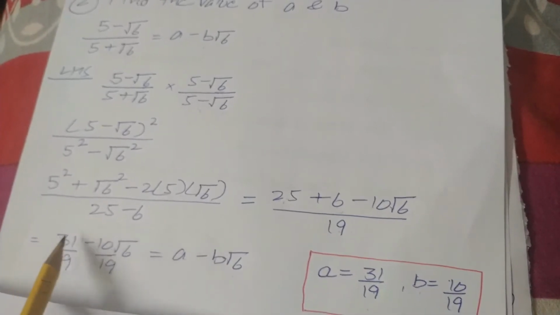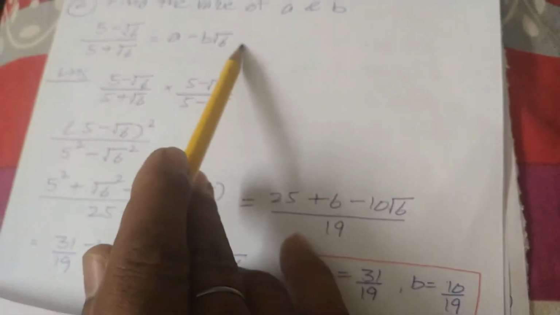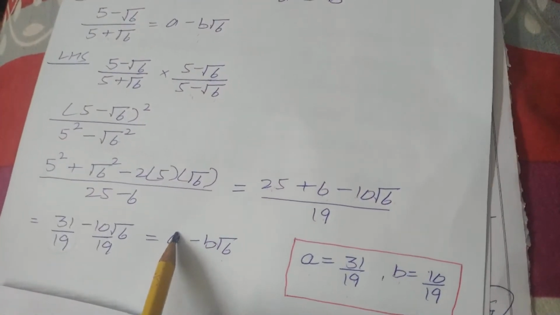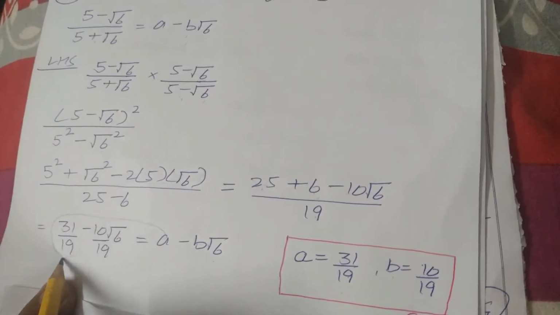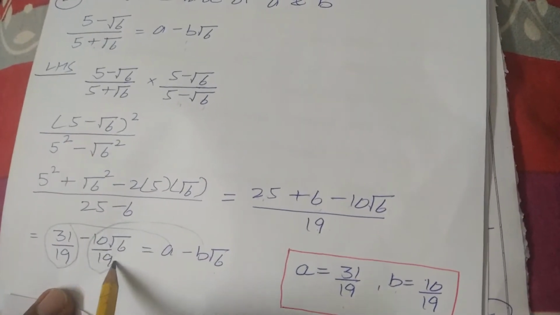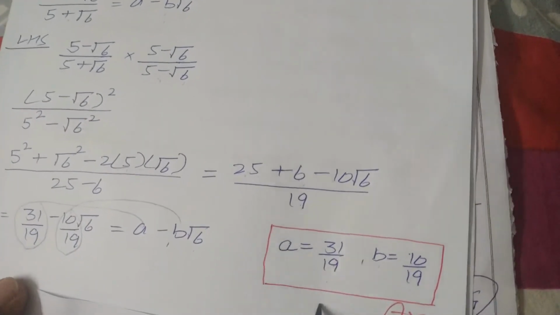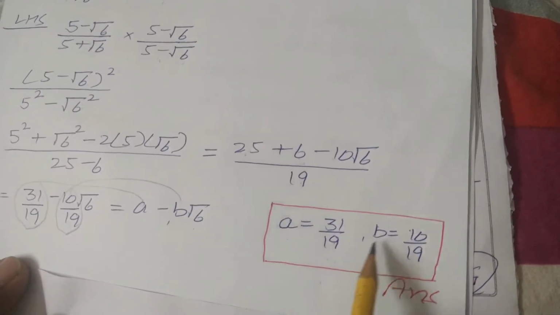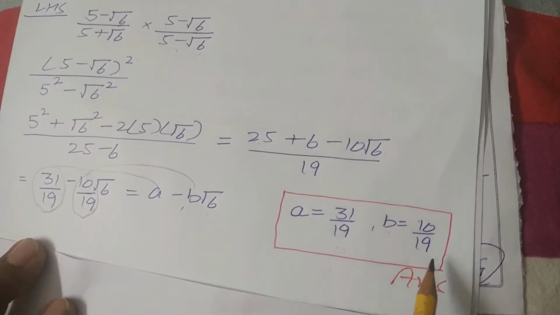Now we compare the left hand side with the right hand side. The value of a is 31 upon 19. The value of b is 10 upon 19. So a is 31 upon 19, b is 10 upon 19.